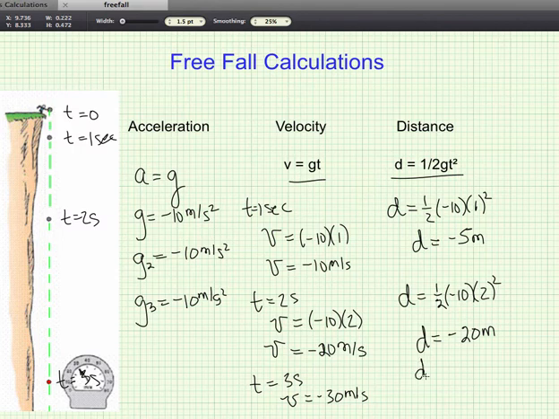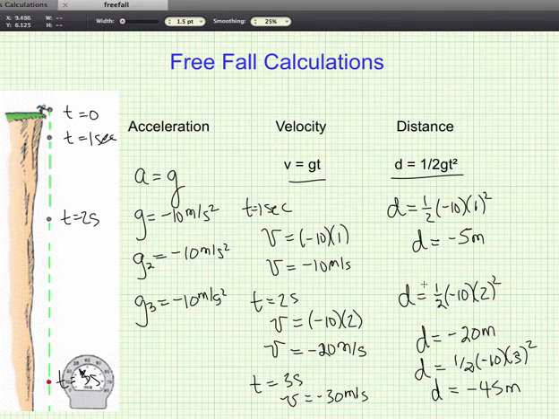And let's do it one more time for 3 seconds. And I've got my 1/2 times negative 10 times 3 squared. And when I solve that, I'm going to get negative 45 meters. Now look at what happens to the distance. In the first second, it falls 5 meters. In the next second, it falls 15 meters. In the next second, it falls 25 meters. My distance keeps getting bigger and bigger each successive second, which is what we would expect when you're accelerating.